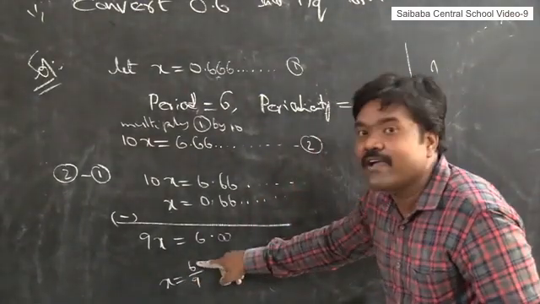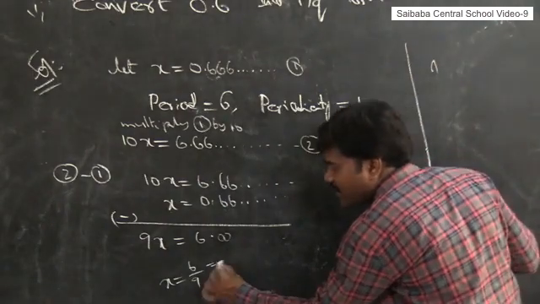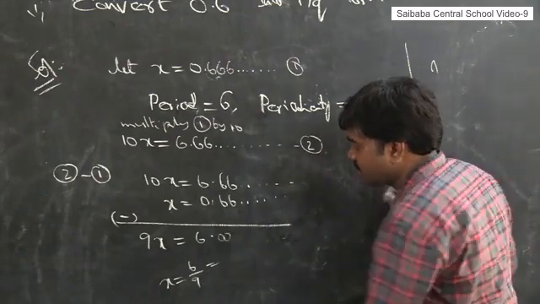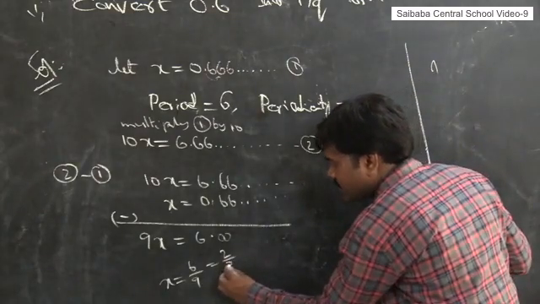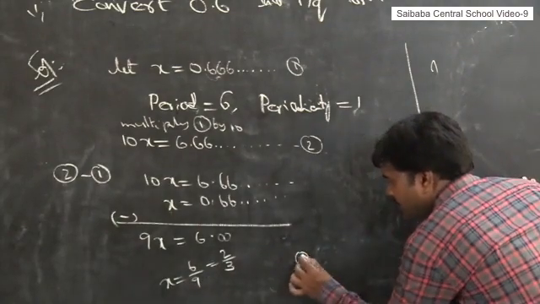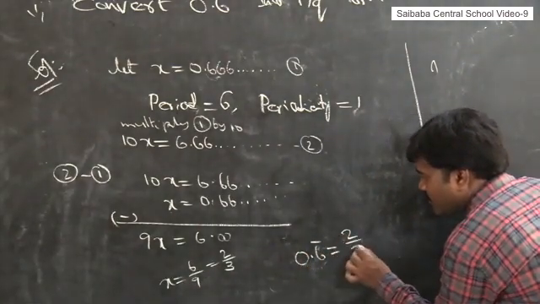6 by 9 is an equivalent rational number. Let us go for simplification. Is there any chance for simplifying? Cancellation: the 3 table cancels now. 2 3s, 3 3s. Then the answer is 2 by 3. Then what is the answer for the given question? Our question is 0.6 bar, and our answer in the P by Q form is 2 by 3.